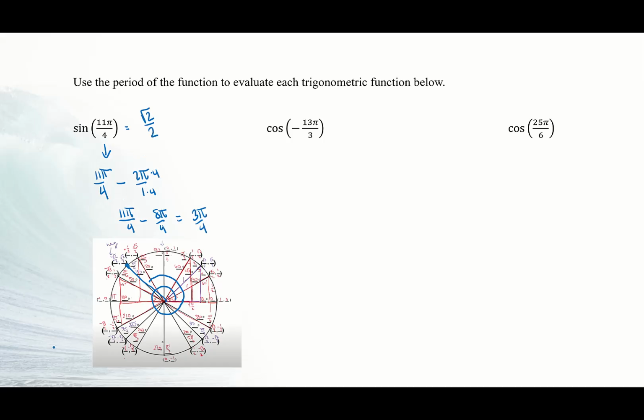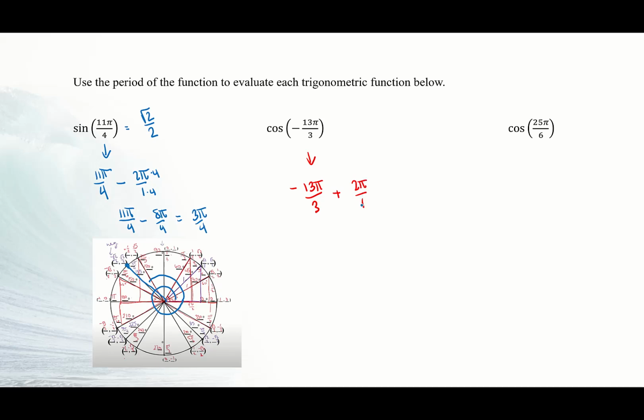Sine is corresponding to the y value, and we get root 2 over 2. For the second one, cosine of negative 13 pi over 3, negative is going to be too small for my unit circle. So I'm going to add at least one 2 pi to this, maybe even more. Let's see how many we're going to need. I have 13 pi over 3. I want to add to it at least one 2 pi over 1.